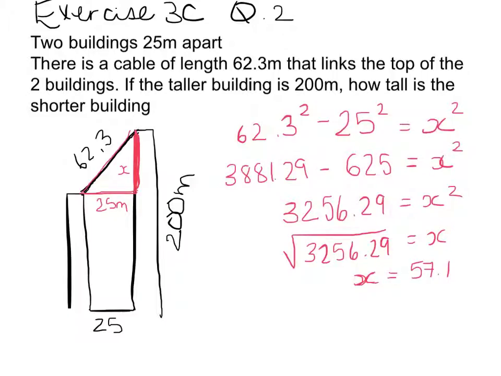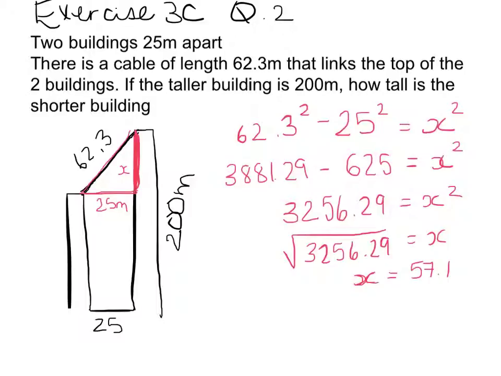Okay, so I've just done the working out here quickly, just in case you already know how to do it. 62.3 squared is 3,881.29 minus 625, which was 25 squared. Subtract those two numbers to get 3,256.29, and then take the square root of that to solve for x. So you end up with x being 57.1.